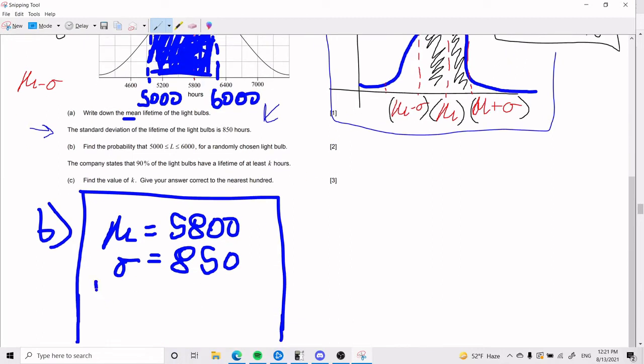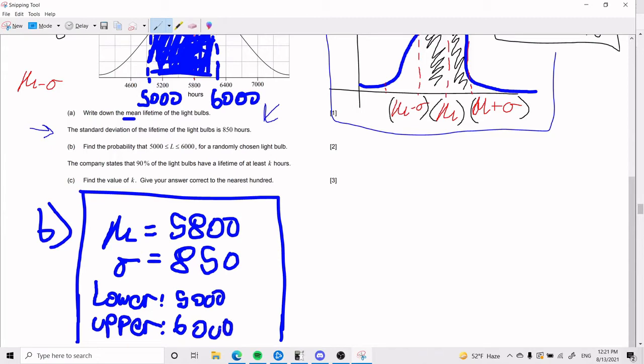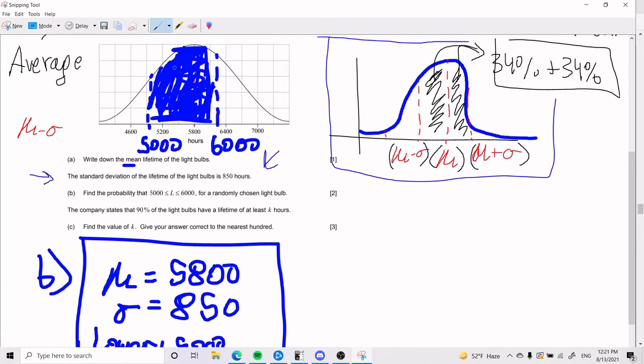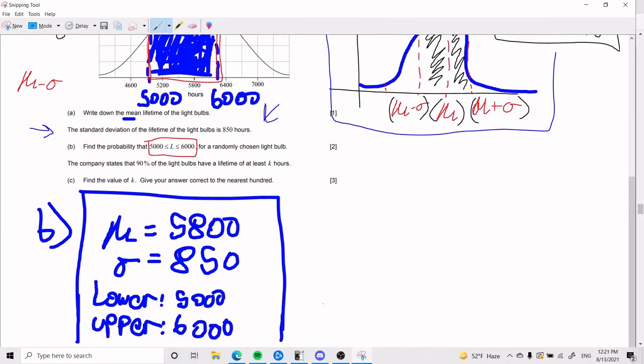And so our lower, very intuitively, is 5,000, and our upper is 6,000. Something that helps a lot in these problems is being very, very visual about it. The 5,000 and the L being greater than 5,000 and less than 6,000 is drawn here. Once you draw it onto your graph, it is much easier to understand your lower and upper values and what you have to plug in. So I strongly suggest that you do that.